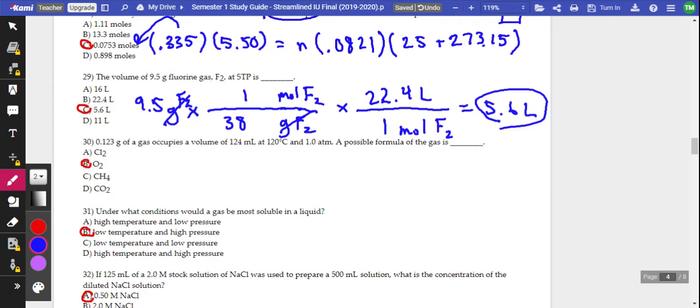Number 30, 0.123 grams of a gas occupies a volume of 124 milliliters at 120 degrees Celsius and 1 atmosphere. The possible formula of the gas is what? Well, this kind of sounds like we were supposed to just divine some information out of nowhere. It's like, Billy's walking down the street and he has blue eyes. What's the mass of the sun? Okay, but we can figure this out.